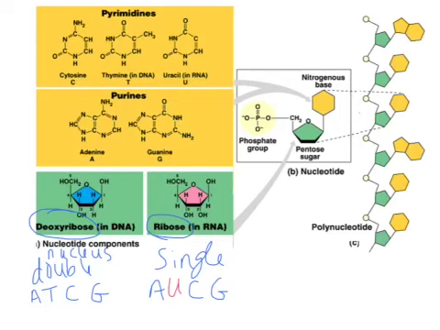RNA, you're going to find it in the nucleus as well as the cytoplasm. RNA is found in the ribosomes. It's in the cytoplasm attached to the amino acids. It's what takes the message from the DNA. So RNA is in both the nucleus and the cytoplasm.